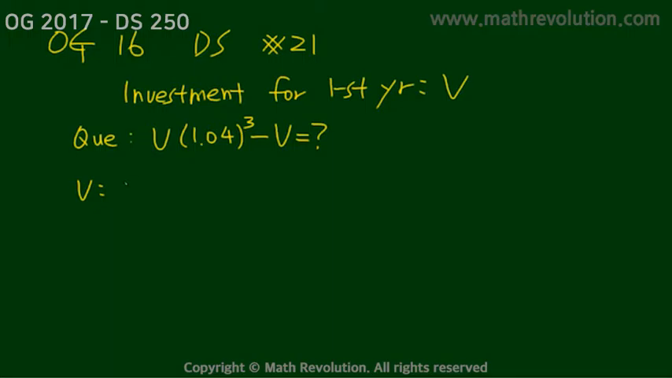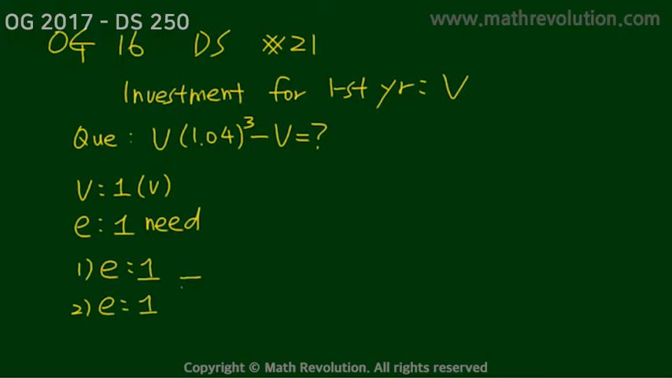So there's only one variable, which is V, and in order to match the number of variables to the equation, we need 1 equation. So the condition 1 has 1 equation, and the condition 2 has another equation. So logically, there's high chance that D is our answer choice. So I'm going to look at condition 1 and 2 separately.